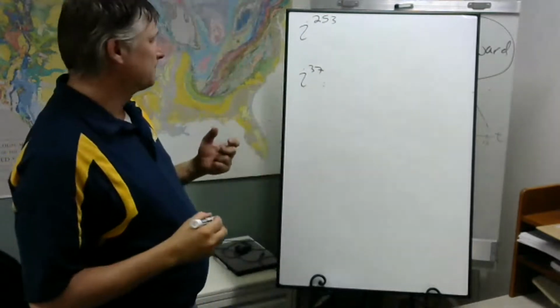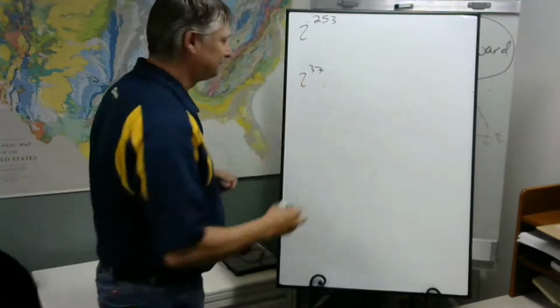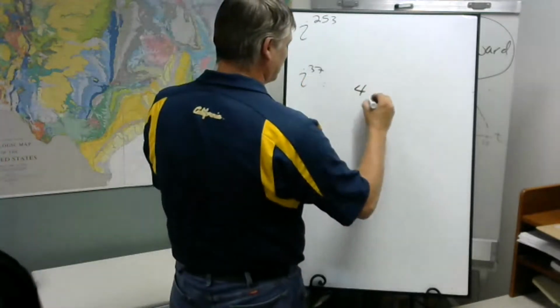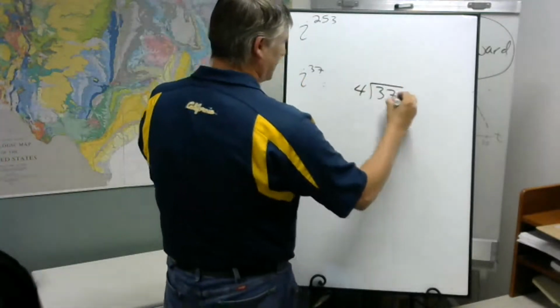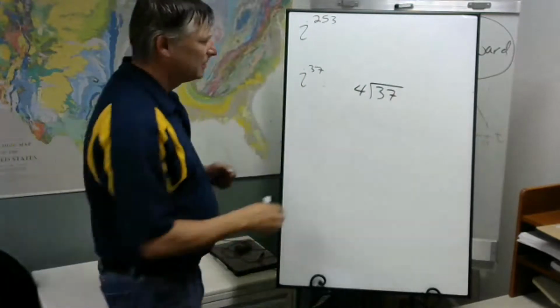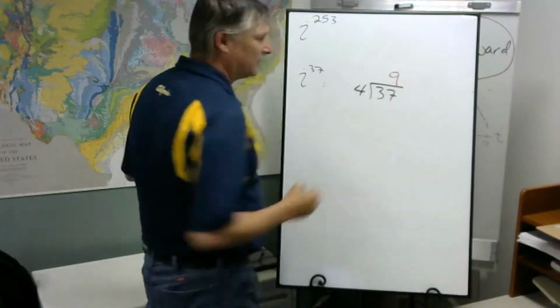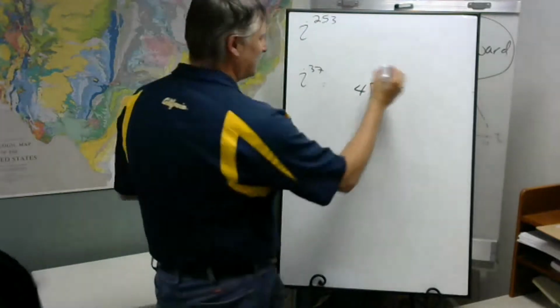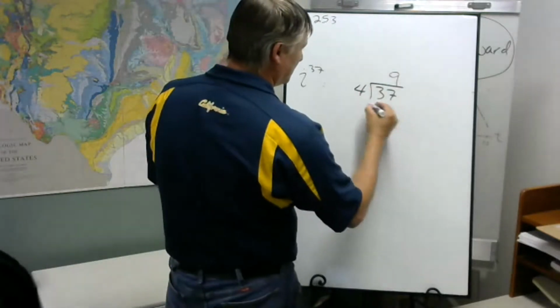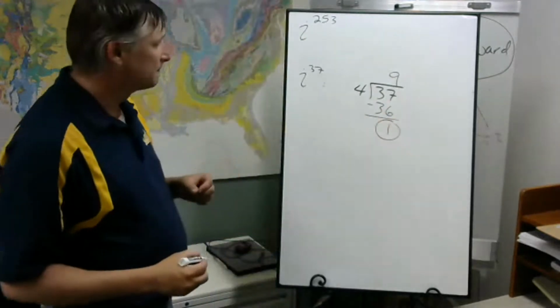There's a trick you can use. Take this exponent and divide it by 4. We're going to use long division. What we're interested in is the remainder. So 4 goes into 37 at most 9 times. 9 times 4 is 36. Subtract, it's 1. And there's the remainder.